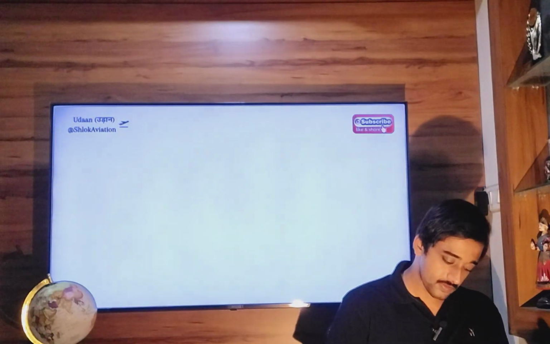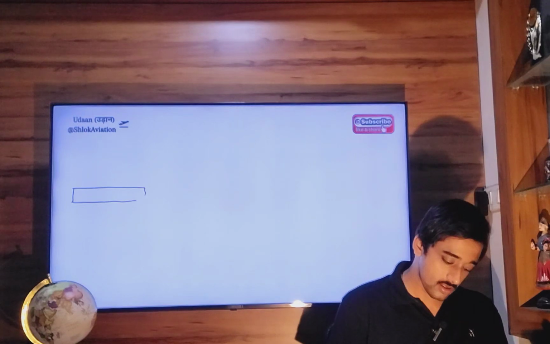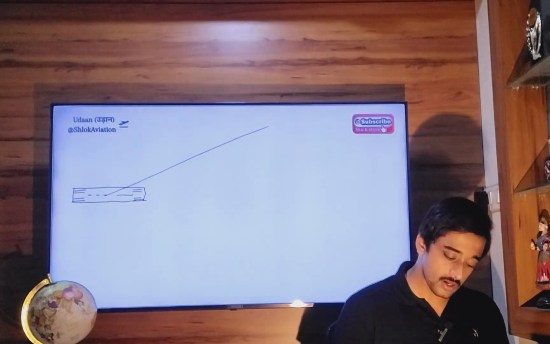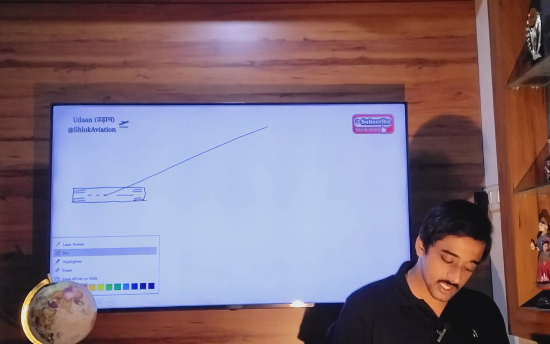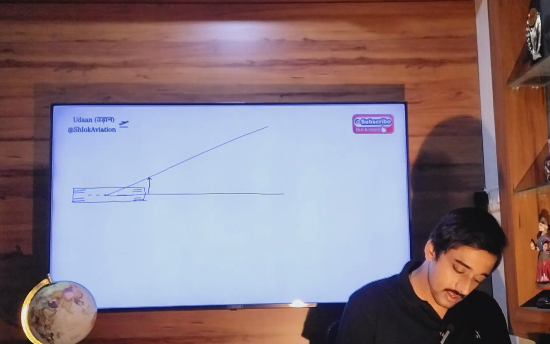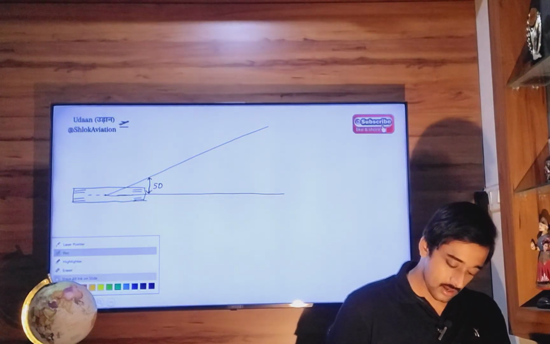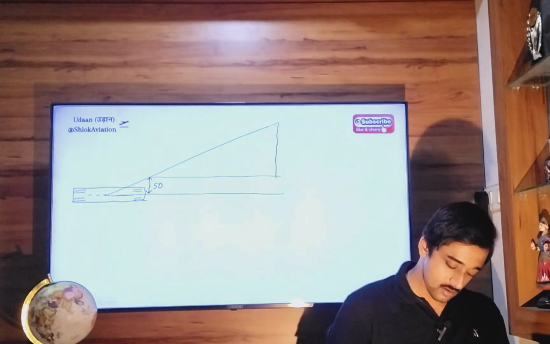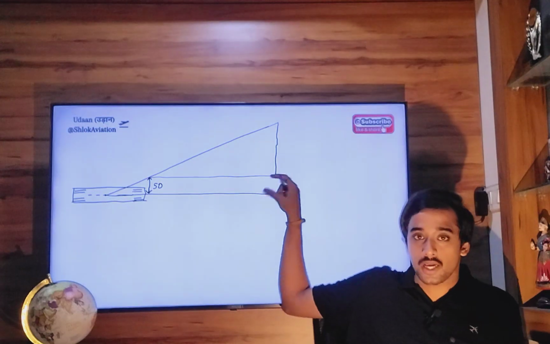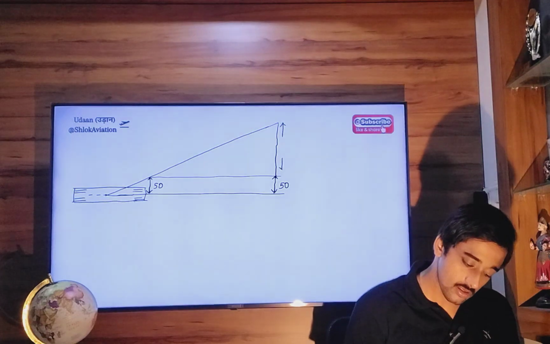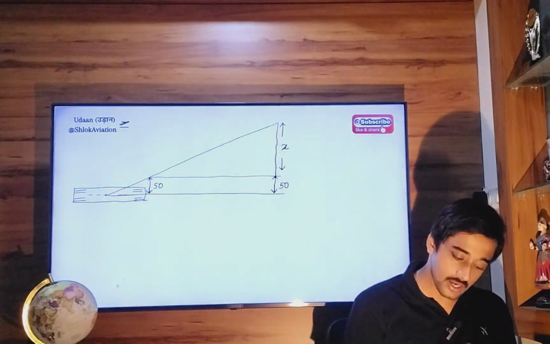Okay, so this is your runway, this is your glide slope, this is the horizontal distance, right? Now this glide slope passes at a height of 50 feet above the threshold of the runway. Now make this triangle a complete one. So if this is 50, this will also be equal to 50. This will be x. This will be your aircraft here.